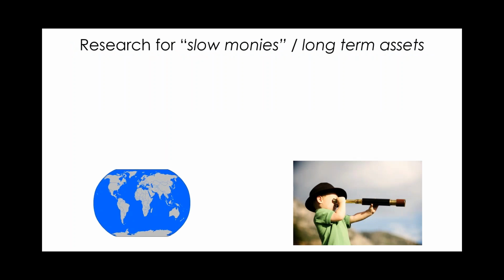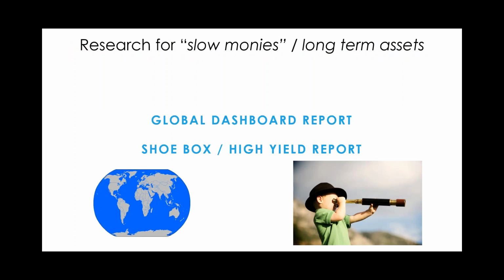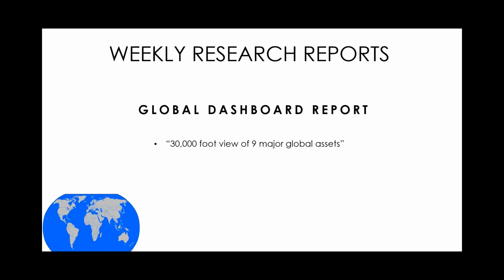So digging a little bit deeper, when we look at slow monies, the global dashboard and the shoebox high yield report are two different research reports we offer. When we dig down to the global dashboard specifically, from a 30,000 foot view, it covers 9 major global assets. Literally, you're going to see a dashboard, and I'm sorry I don't have an example, but just imagine 9 charts in a box, shared every single week, looking at long-term trends and determining: are they on support, are they breaking support, breaking out of support. Every week you're going to see that from a big picture perspective and know what action to take.